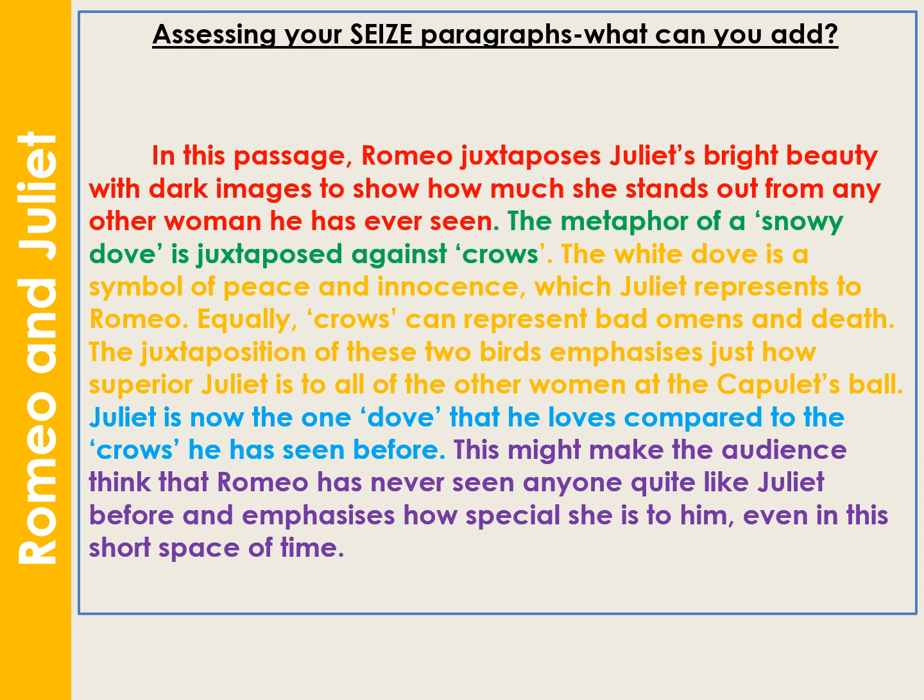This might make the audience think that Romeo has never seen anyone quite like Juliet before, and emphasises how special she is to him, even in this short space of time. So we have a C's paragraph there. Take a moment now to look at yours and to think about what your inference section is like. Have you got some different ideas there? Have you zoomed in? Have you talked about the effect on the reader? If you haven't, take a moment to go back and improve and redevelop your C's paragraph. In a moment, we're going to look at a second one, so don't worry if you didn't write about this. We've got some other ideas coming up.